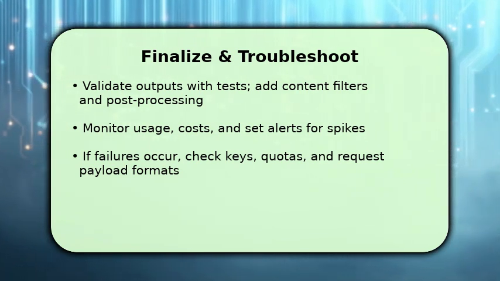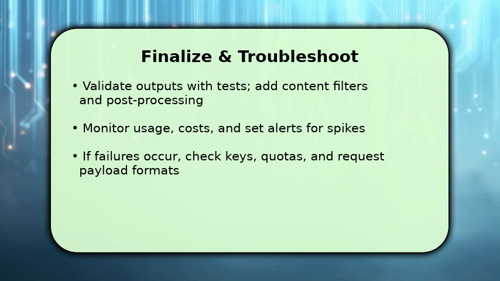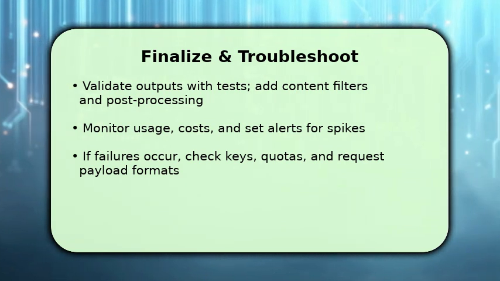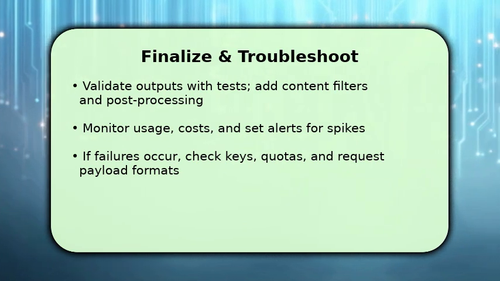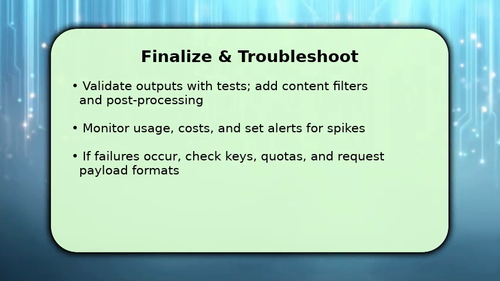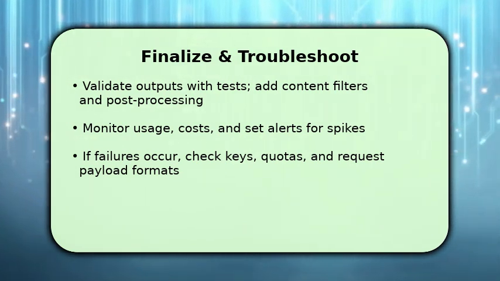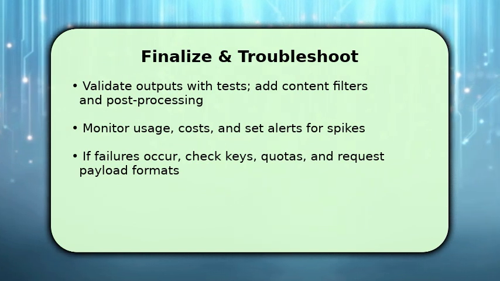If things go wrong, start troubleshooting. Confirm the API key, verify quota and billing, inspect payload JSON for schema errors, and examine logs for error codes. If issues persist, reduce request size and rerun to isolate the failure.